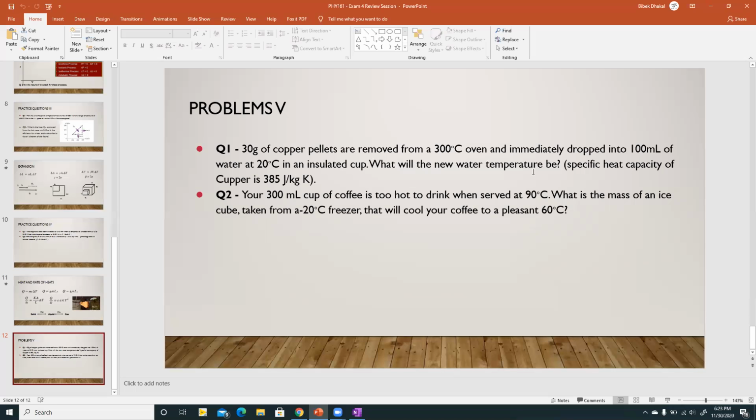What will be the new temperature? What will be the final temperature after you mix these two? One is hot and the other is cold. The specific heat capacity of copper is shown here. Copper is 385 joules per kg Kelvin. So let's solve this problem first.